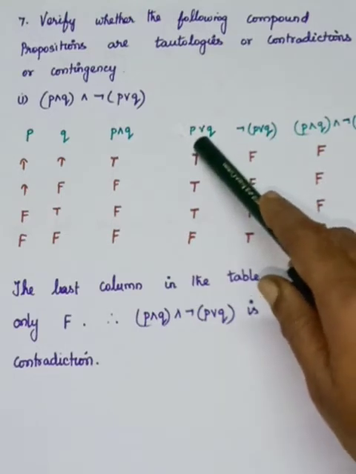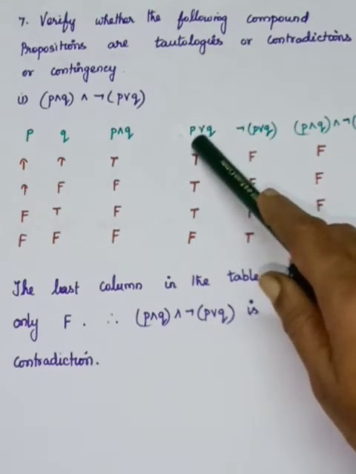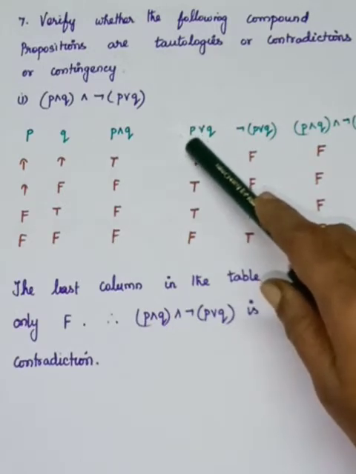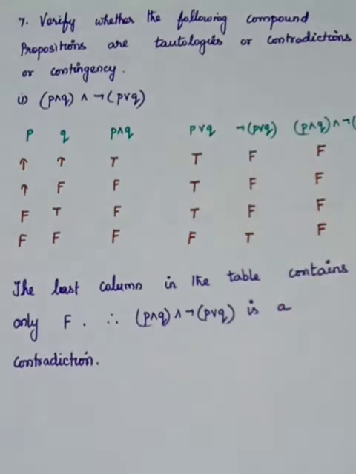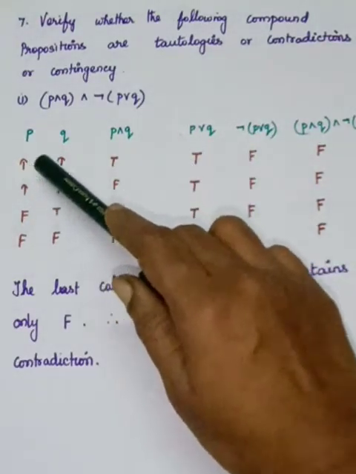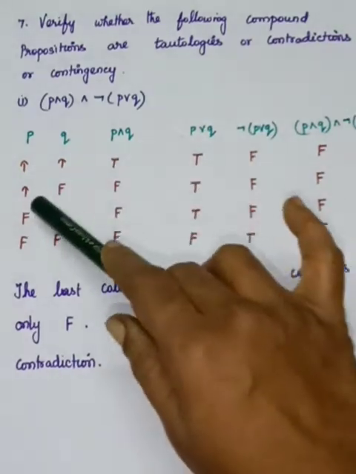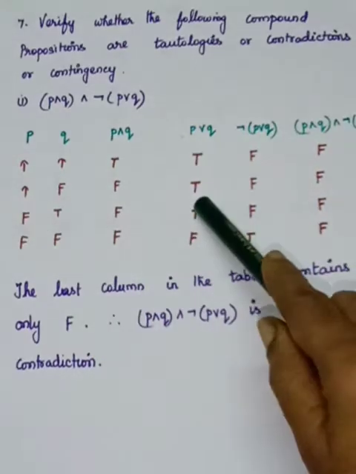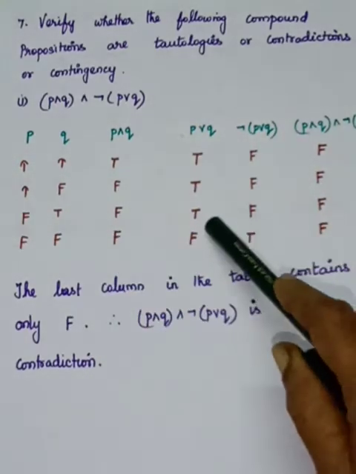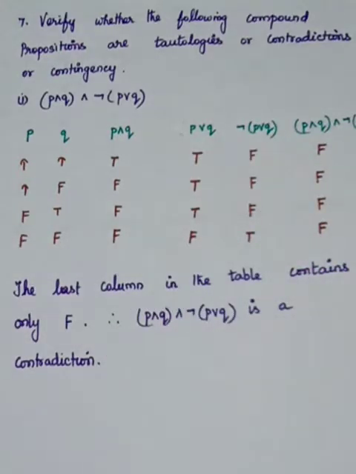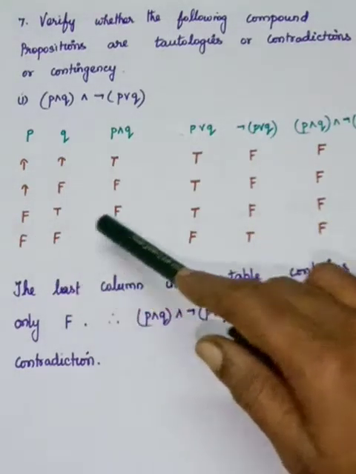And here, P or Q. P or Q means either P is true or Q is true or both are true. If there is a true in any one place, it is true. Even if both are true, it is true. So here true, true is true. Here one true is there, that is P is true, so it is true. Here Q is true, so it is true. And here both are false, so it is false.